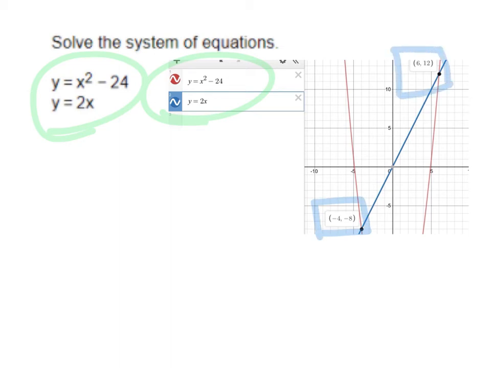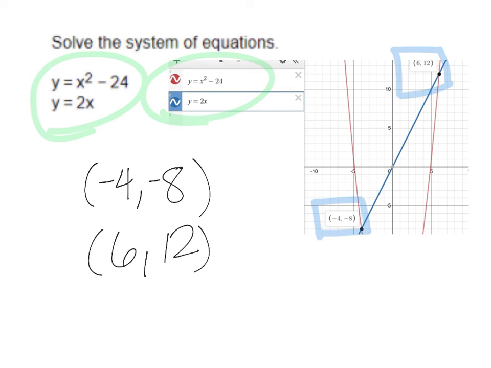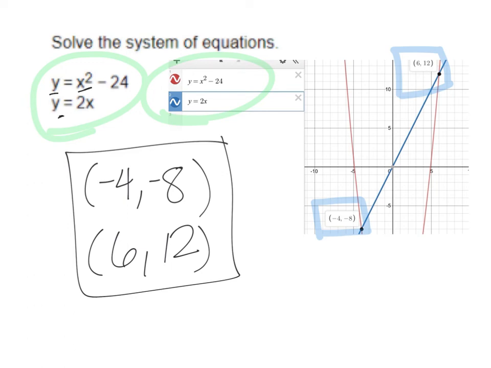And so my answers are going to be those 2 solutions, -4, -8, and 6, 12. And I want both the x and the y, and the reason is because there's an x and a y in both of the original equations.